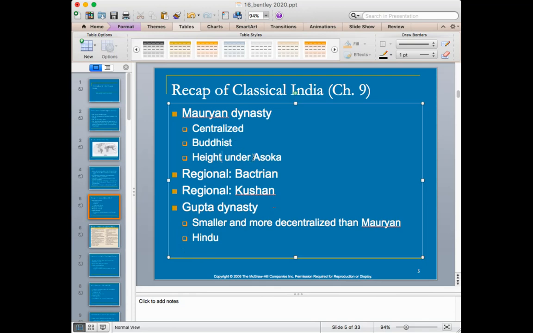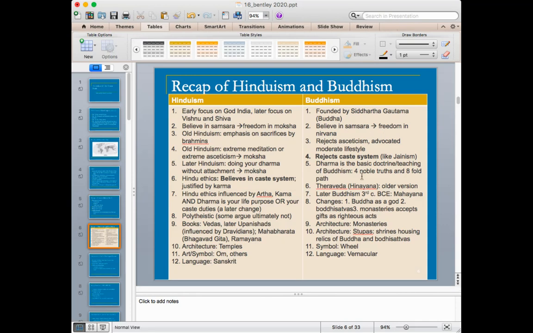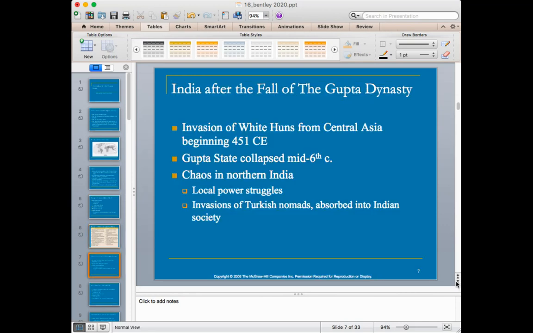It reaches its height under an emperor named Ashoka. If you took my class, then you learned a little bit more about him. There were two regional kingdoms, the Bactrian and the Kushan. You guys can read about that. And then there was the Gupta dynasty, which was smaller and more decentralized than the Mauryan dynasty, and it was also Hindu. I'm going to do another intro video where I tell you about Hinduism and Buddhism in case you aren't familiar with these religions, and then we'll begin the chapter with the very first slide about the fall of the Guptas and the rise of King Harsha's kingdom.